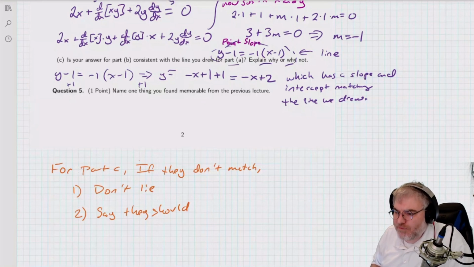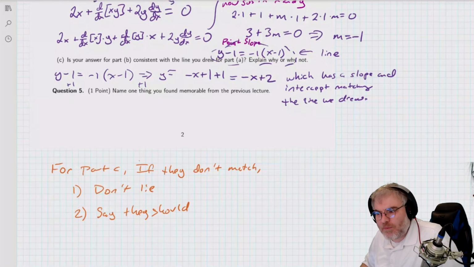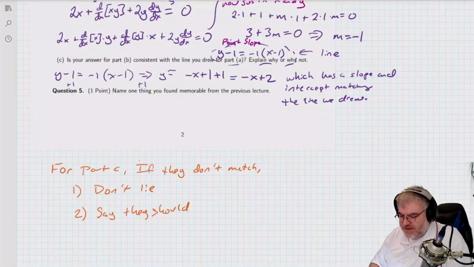But if you said no, they don't match, but they should, and I made a mistake, sometimes you get a little bit more back because you're actually saying something, and you're actually aware of what's going on. You're showing that you're thinking about it and that you understand part of it. Maybe you made an algebra mistake. Does that make sense? All right.